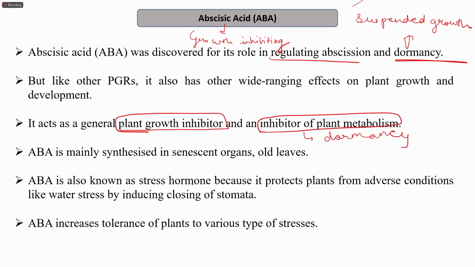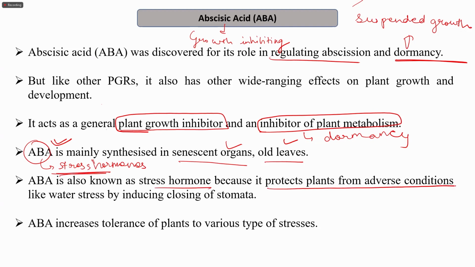It is mainly synthesized in senescent organs. It is usually a stress hormone. ABA is also known as the stress hormone. You can remember that mainly old people have a lot of stress. So senescent organs and old leaves are the sites of synthesis of ABA. It is known as a stress hormone because it protects the plant from adverse conditions like water stress by inducing the closing of stomata.